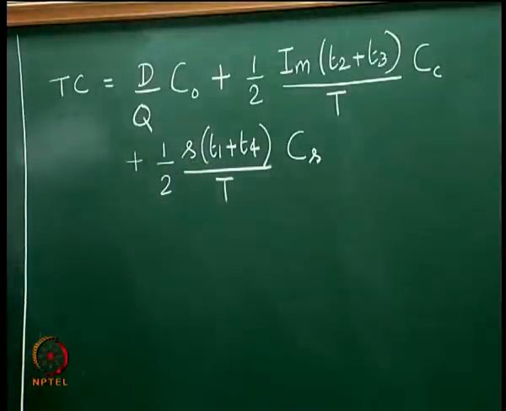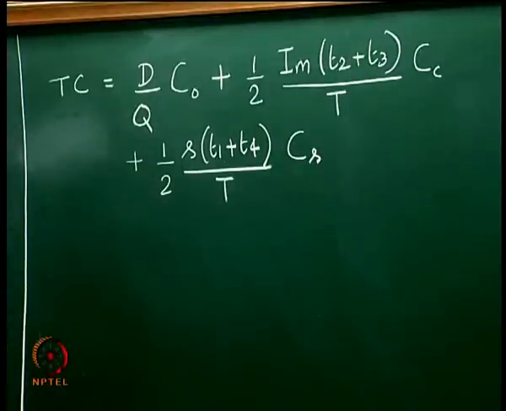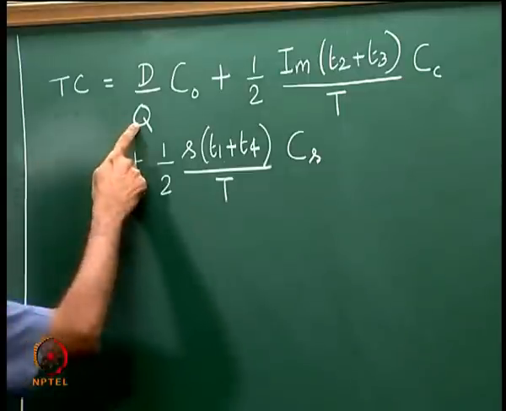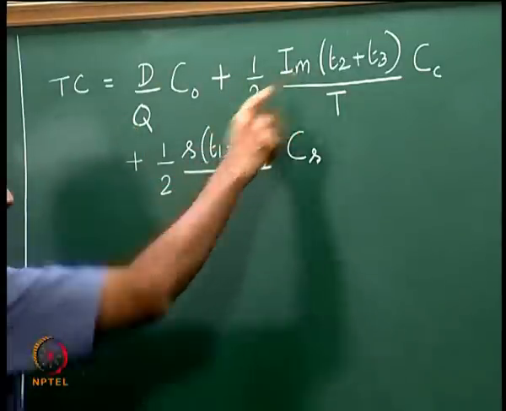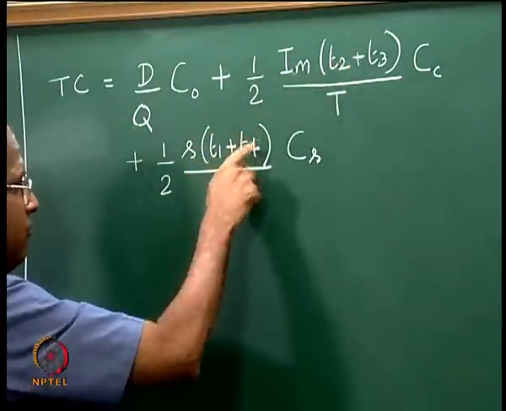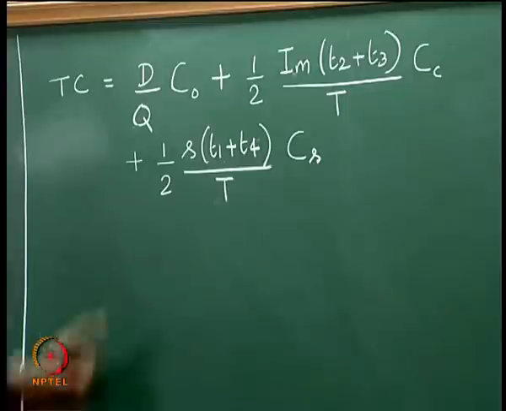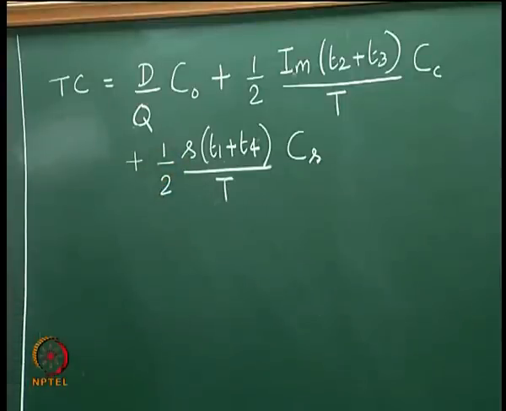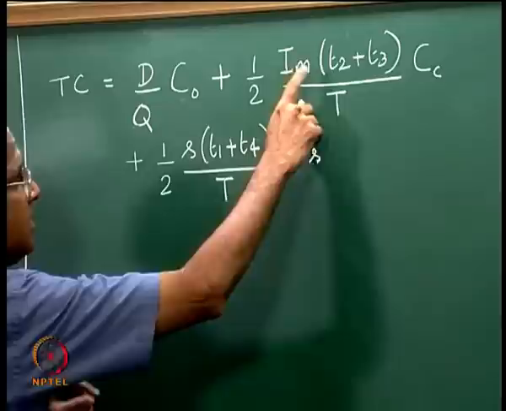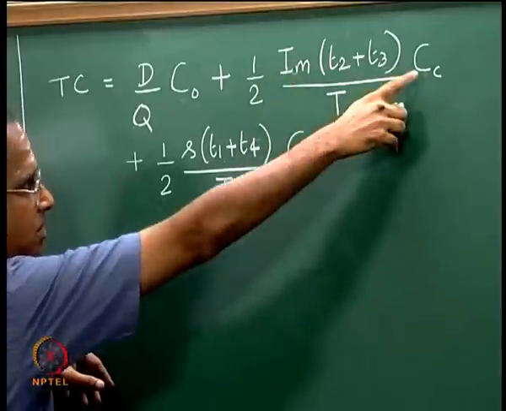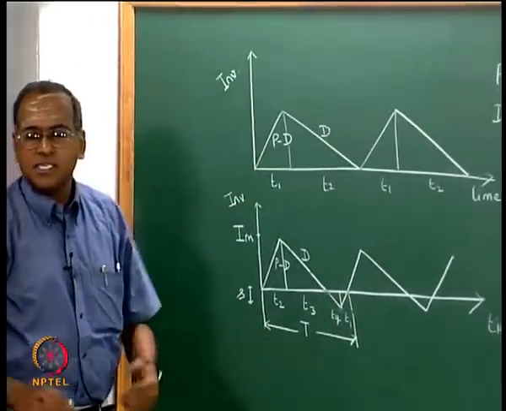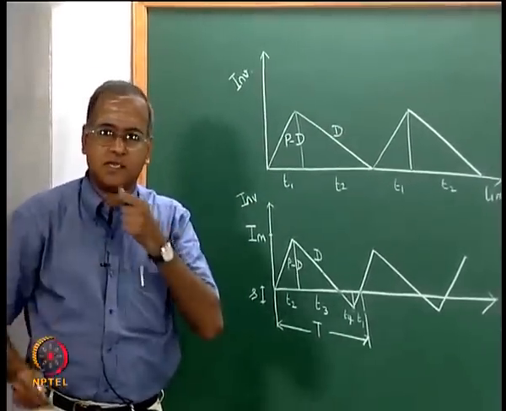So, this is the function that we have to optimize, but this function has several unknowns. Q is an unknown, Im is an unknown, T1, T2, T3, T4 and T are all unknowns, S is also an unknown. What are known to us are D, C naught, Cc and Cs. Now, from this diagram we also realize that several of these unknowns are related to each other.